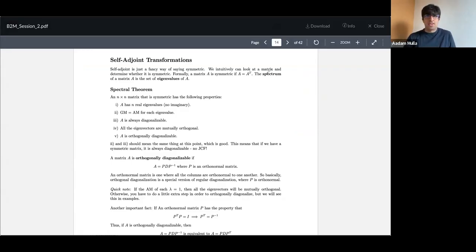Spectrum of a matrix is just a set of eigenvalues. So if I wanted to say, "Hey, give me all the eigenvalues of A," I could also say, "Hey, give me the spectrum of A." More words to be familiar with.